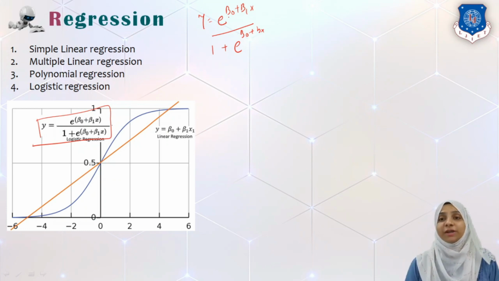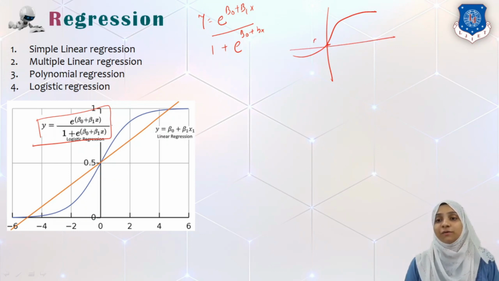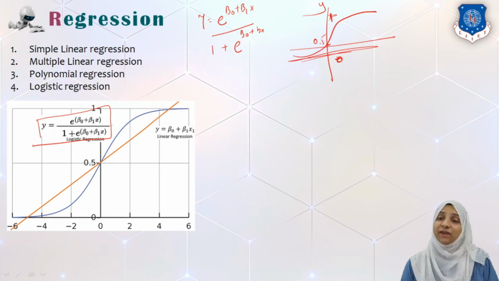Now, what is the property of this particular function? This particular function will always produce an S-shaped curve. Now, this S-shaped curve has one property: when x is 0, that is at this location where x is 0, our value will be 0.5 at the y location. So at x equal to 0, our value of y will be 0.5, and the value of y will always range from 0 to 1 only. So it will always produce values from 0 to 1.